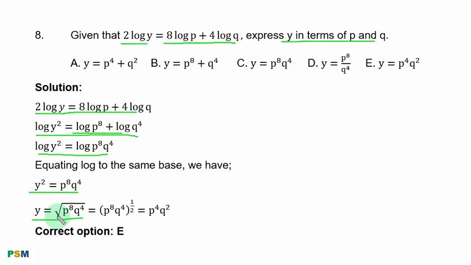The square root implies power of half. So p power 8 times half, you have p power 4. Q power 4 times 1 over 2, you have q power 2. The correct option is E.